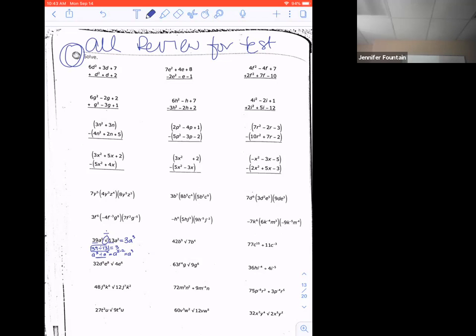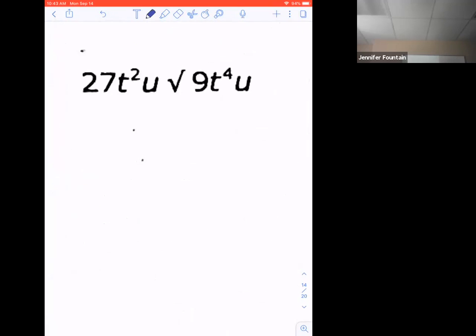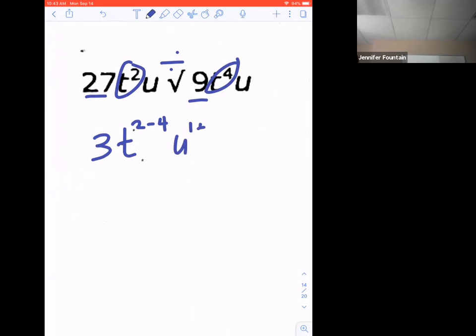Negative 2nd power? So let's see, that's the very bottom one. I forgot the negative. Let's look at that one for a minute. The first thing I'm going to do is 27 divided by 9 is 3. Then I have t squared minus 4, because I have t to the 2nd power, t to the 4th. And then I have u to the 1st plus 1. Oh, I'm dividing, not adding. U to the 1st minus 1. So this is going to end up being 3t to the negative 2nd power.